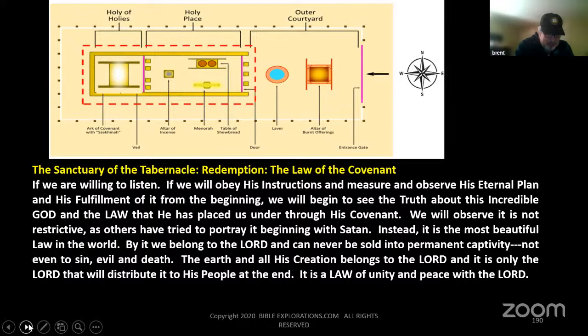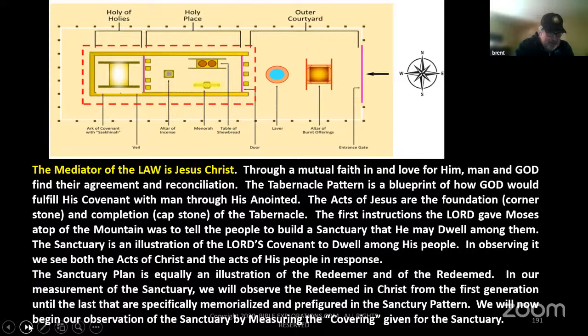That's what the covenant is all about, the redemption of man, and it is the law, the law of the covenant. Through a mutual faith in love for Him, man and God find their agreement and reconciliation, which is the mediator of the law, which is Jesus Christ. So through our mutual faith and love in Jesus, man and God have their atonement, their at-one-ment, their reconciliation.